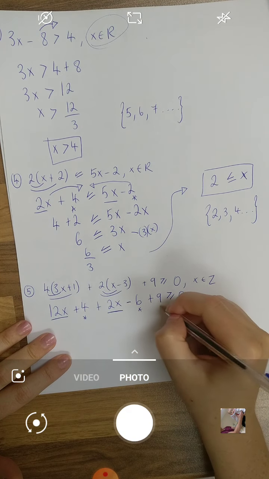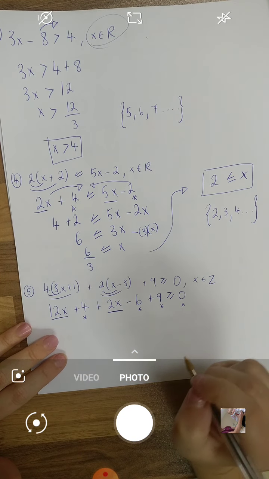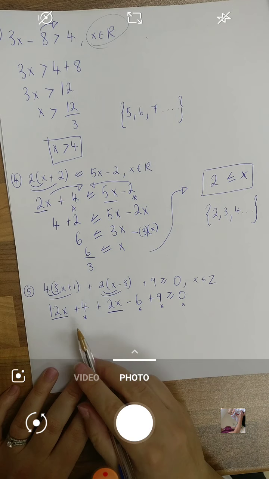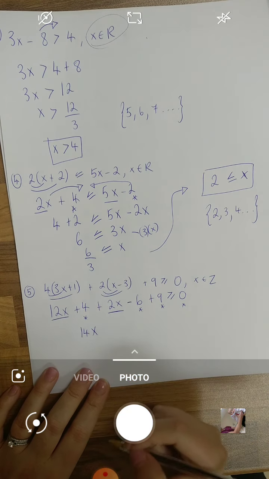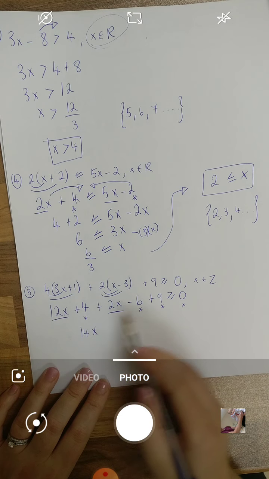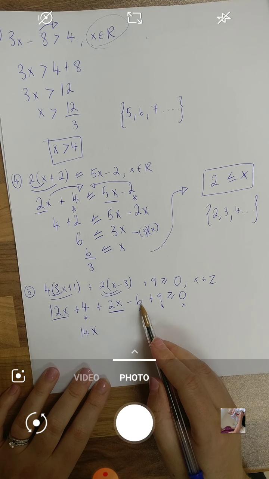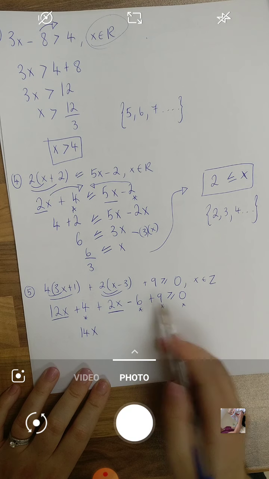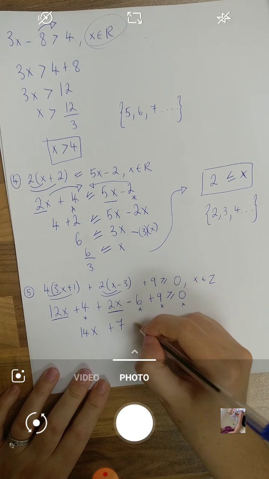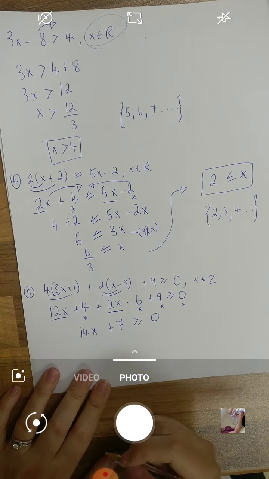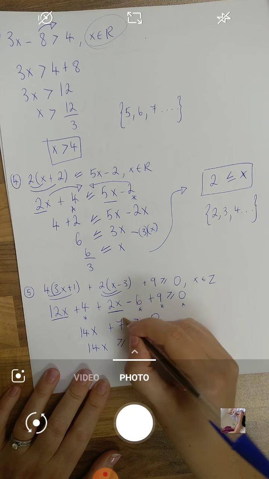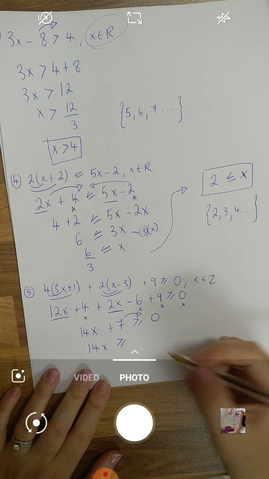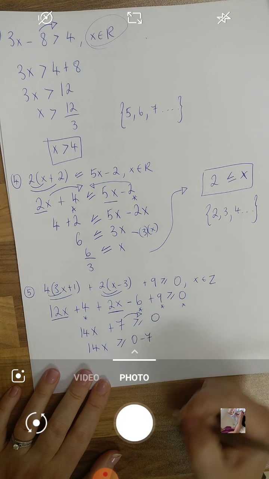So we have constants and x terms here. I've underlined the x terms. 12x plus 2x is 14x. 4 minus 6 is minus 2. Minus 2 plus 9 is plus 7, is greater than or equal to 0. 14x is greater than or equal to, adding 7 becomes 0 minus 7.